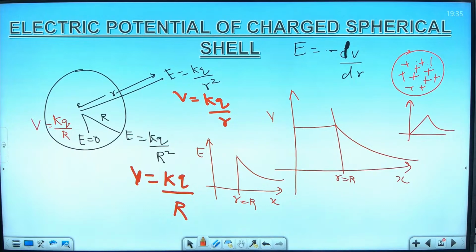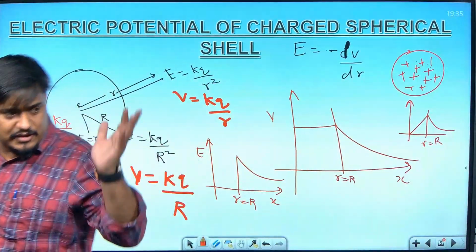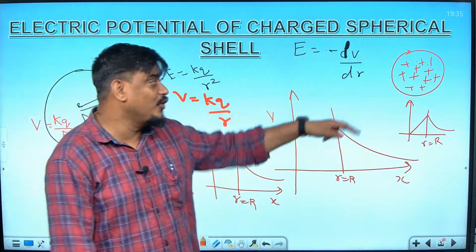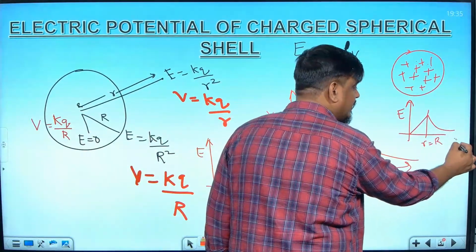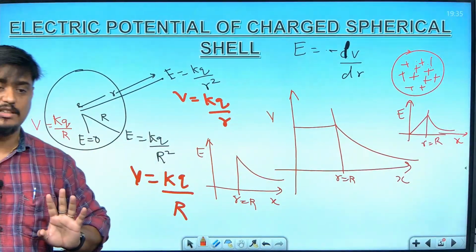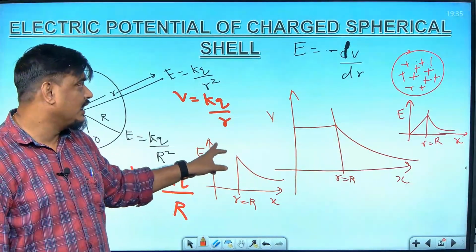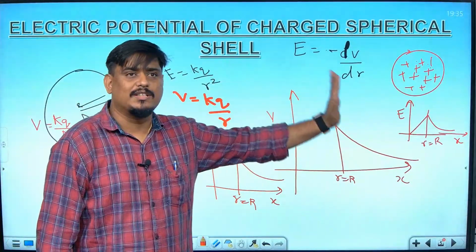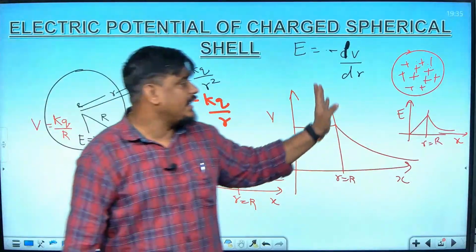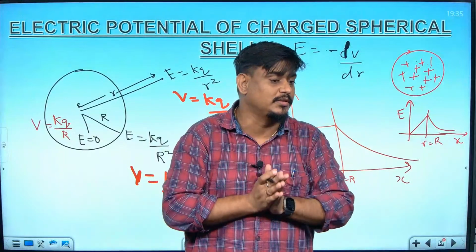Have you seen this question? It has come in the mock tests. Up to R equal to R, electric field will constantly increase, and after that electric field starts to reduce. This is the graph for volume charge density between electric field and distance. These three kinds of graph questions come from the charged spherical shell: electric field versus distance for a charged spherical shell, electric potential versus distance for a charged spherical shell, and electric field versus distance for a spherical shell with volume charge distribution.